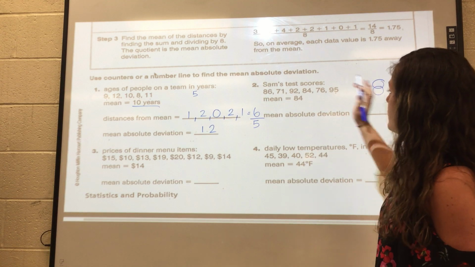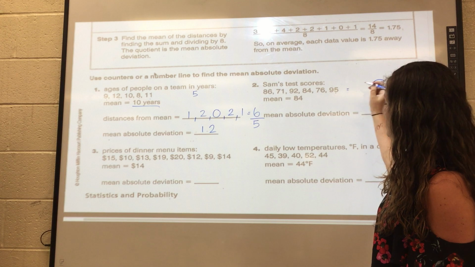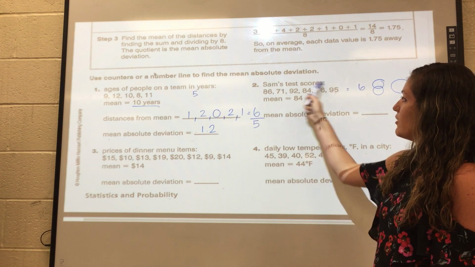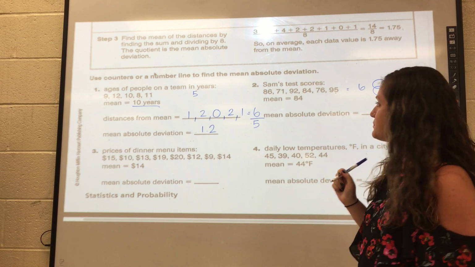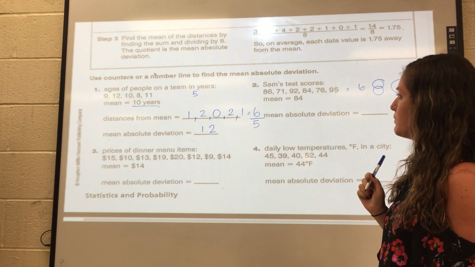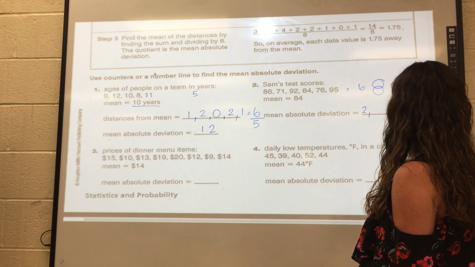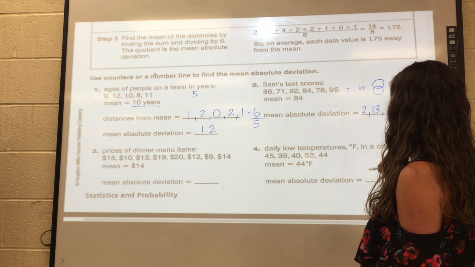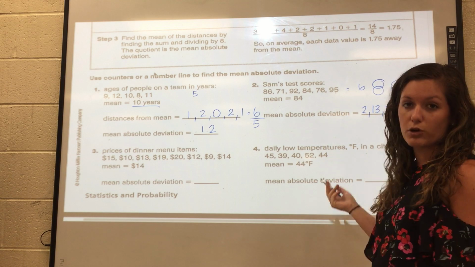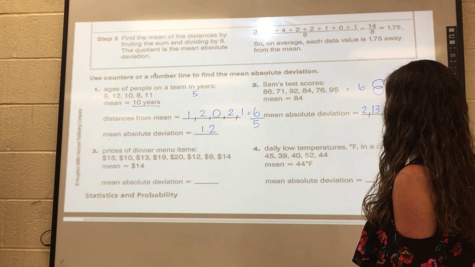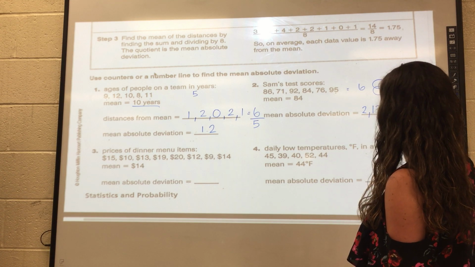We'll do one more. We have Sam's test scores. We have 1, 2, 3, 4, 5, 6 numbers in our data set. When we added all of these 6 together and divided by the number in the data set, we get a mean of 84. We're then going to find out how far away these numbers are. 86 is 2 away from 84. 71 is 13 away. 92 is 8 away. 84 is 0 away. Again, we'll represent that with a 0. 76 is also 8 away. And the 95 is going to be 11 away.